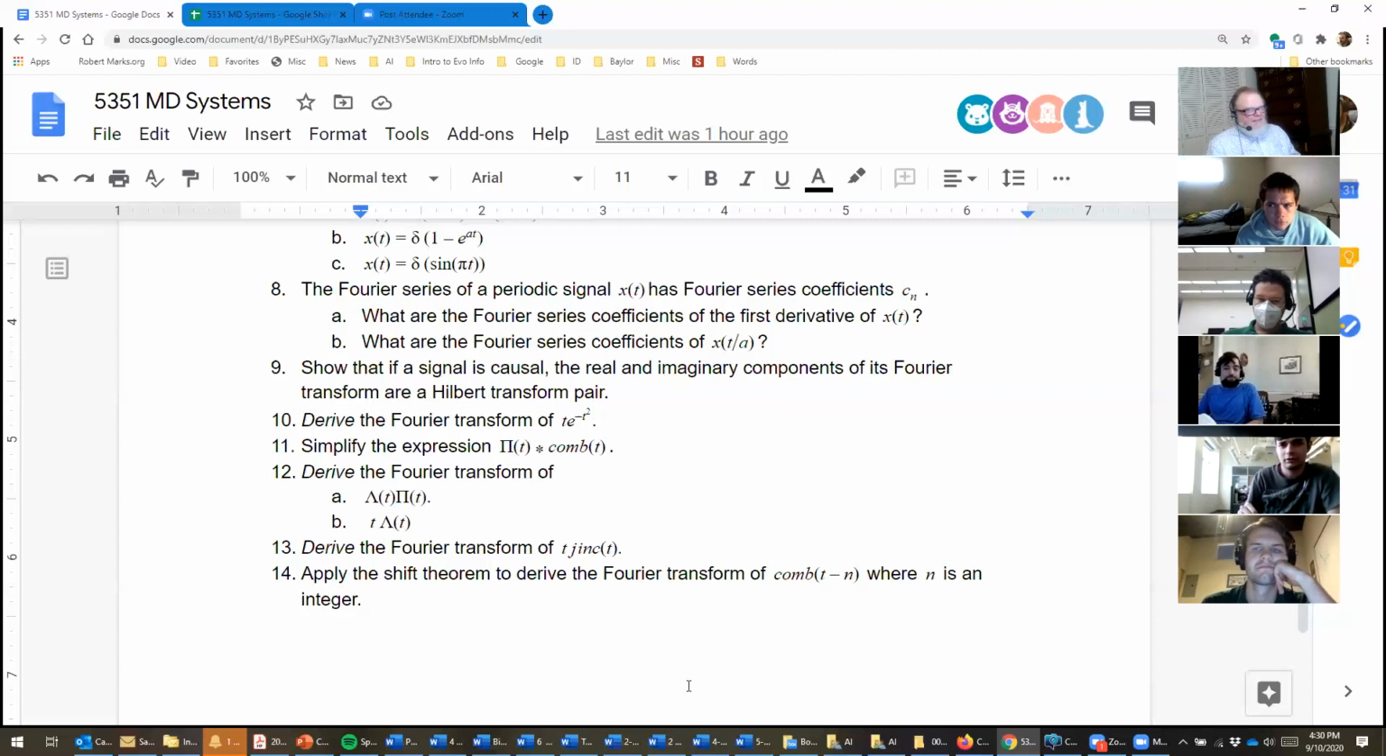Say that again. If they have the same width, which I can't remember the definitions of how the widths work out, but okay, the triangle function goes from -1 to 1. Okay. And the rectangle function goes from -1/2 to 1/2. Oh, okay. So not quite the same.